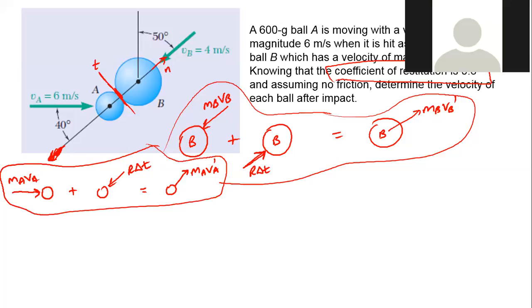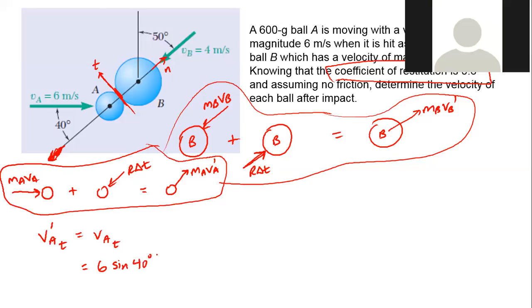Now what we'll typically do, because that E equation, like Mike, you just said you had set that up already, is in the n direction. Then the V of A after the impact in the tangential direction is equal to whatever it was initially, because we don't have any impulsive forces in the tangential direction. So how much of that VA is in the T direction? That would be 6 sine of 40 degrees.